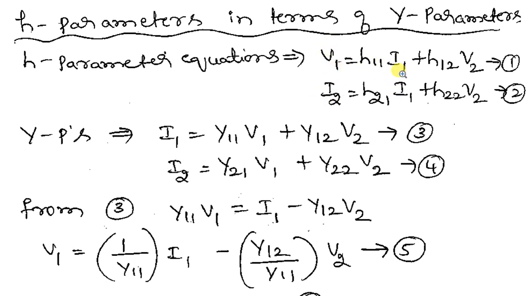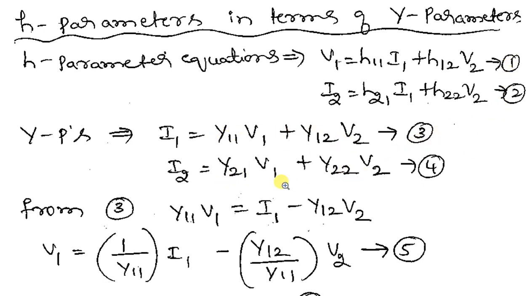That is expressed in terms of input current and output voltage. So parameters are h11, h12, h21 and h22. We have to express them in terms of y. So y parameters are I1 and I2 expressed in terms of V1 and V2. So parameters are y11, y12, y21 and y22.